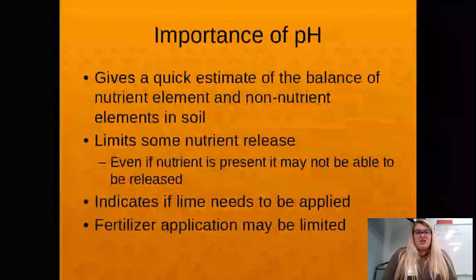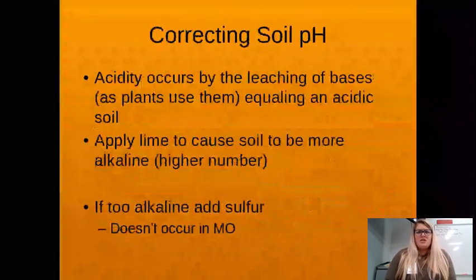Why do I care what pH is? Well, it's going to give us an idea of what the balance of nutrients is. If the pH is off, it's going to limit a lot of those nutrients. They could be right there, but the roots cannot take them up. It also tells us if we need to adjust it. If the soil is too acidic, we need to bring it up in numbers to be more alkaline. We're going to add lime. If it is too alkaline, then we're going to add sulfur.